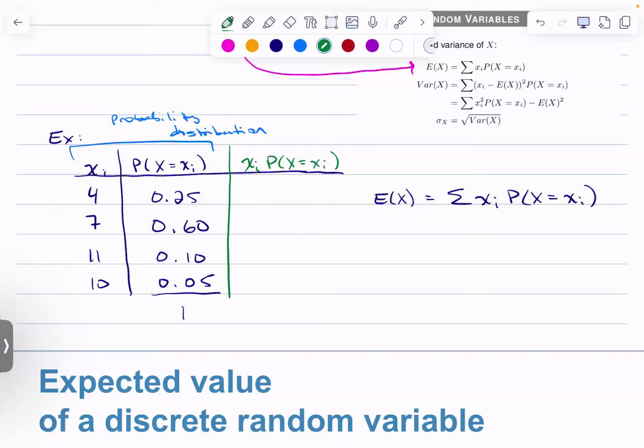4 times 0.25 is 1. 7 times 0.6 is 4.2. I did it again. I should show my work. So sloppy. 11 times 0.10. 10 times 0.05.